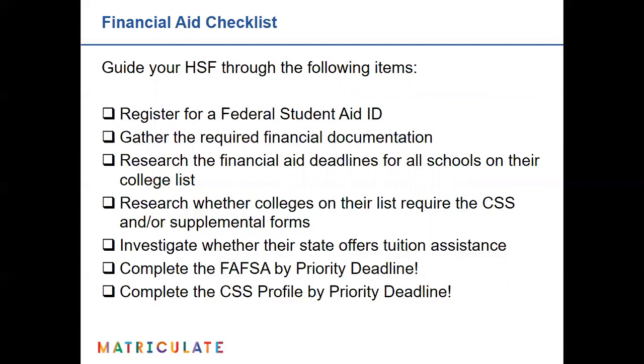First and foremost, registering for that federal student aid ID, gathering the required financial documentation so that they can fill out all these documents, researching the financial aid deadlines for all schools on their college list, so schools like USC and Princeton, researching whether colleges on their list require the CSS and/or supplemental forms, investigating whether their state offers tuition assistance, taking the initiative to complete the FAFSA by the priority deadline, and then completing the CSS Profile by the priority deadline as well. This will be your be-all, end-all list for most of you to make sure that your students are on track.